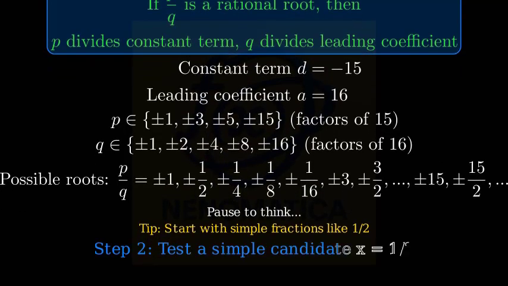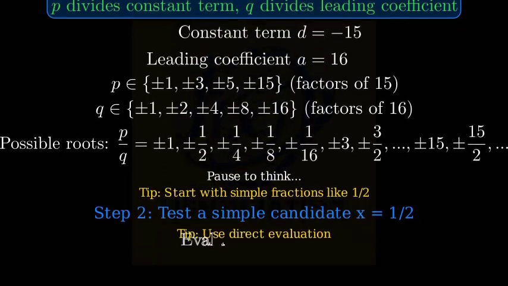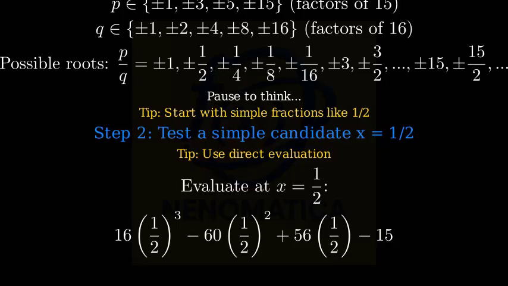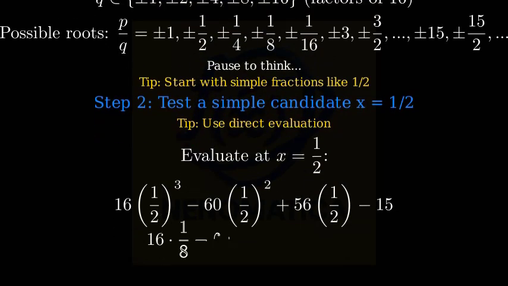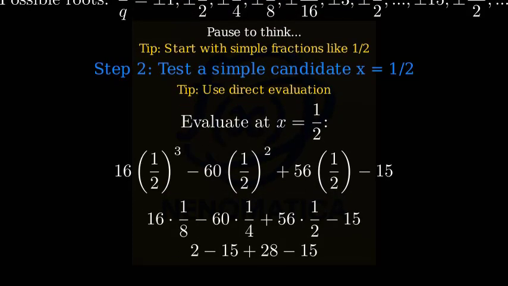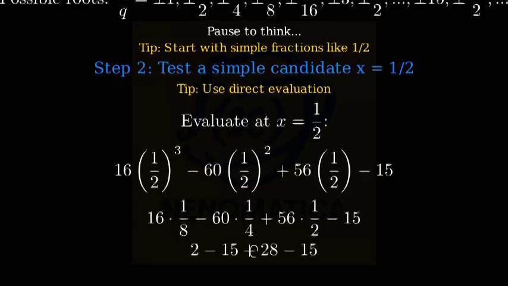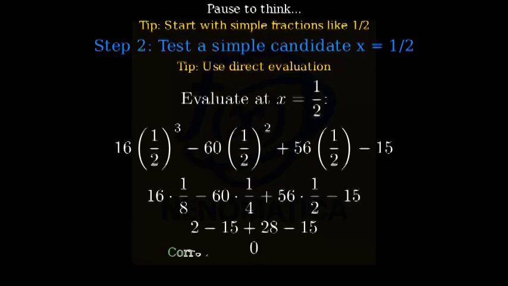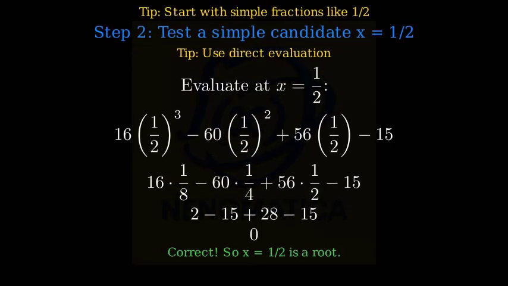Step 2, let's test if x equals 1/2 is a root. We'll substitute x equals 1/2 into our original equation and see if it equals 0. 16 times 1/2 cubed minus 60 times 1/2 squared plus 56 times 1/2 minus 15. 1/2 cubed is 1/8 and 1/2 squared is 1/4. So we get 16 times 1/8, which is 2, minus 60 times 1/4, which is negative 15, plus 56 times 1/2, which is 28, minus 15. This simplifies to 2 minus 15 plus 28 minus 15, which equals 0. So x equals 1/2 is confirmed as a root of our equation.